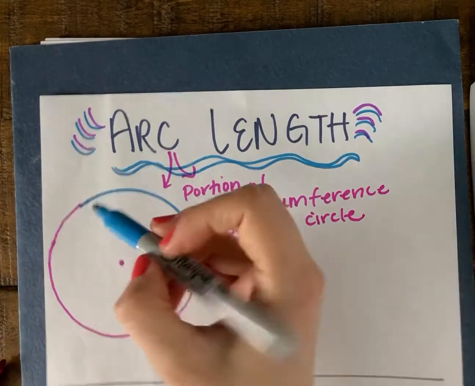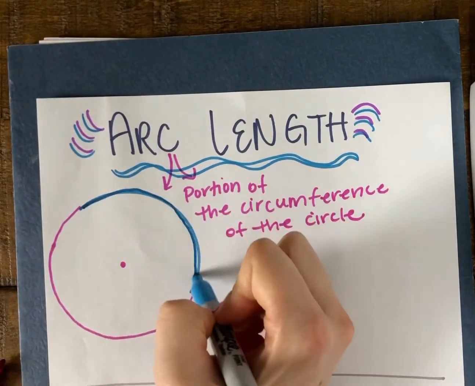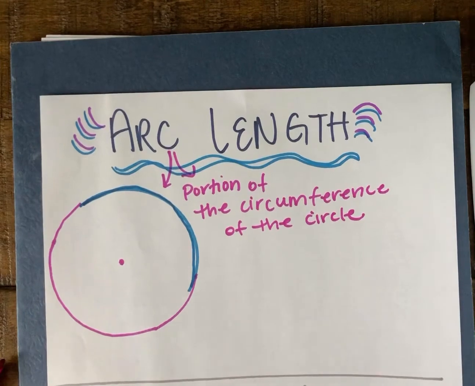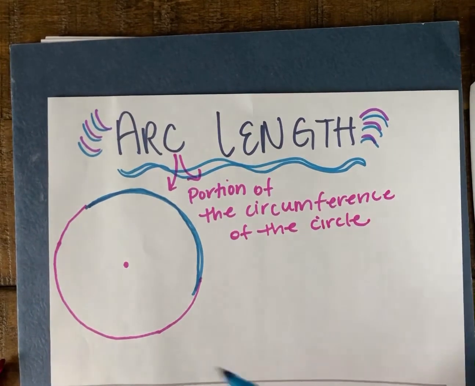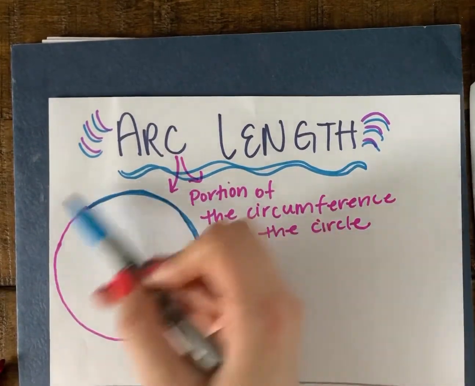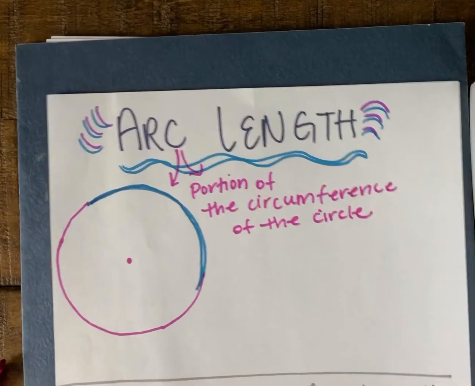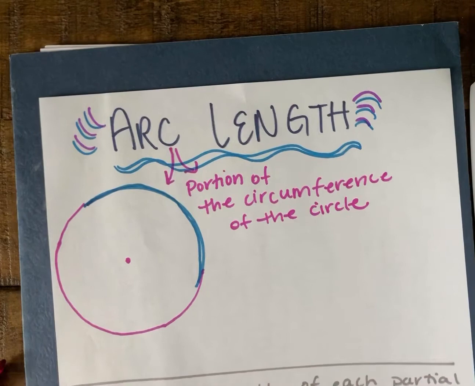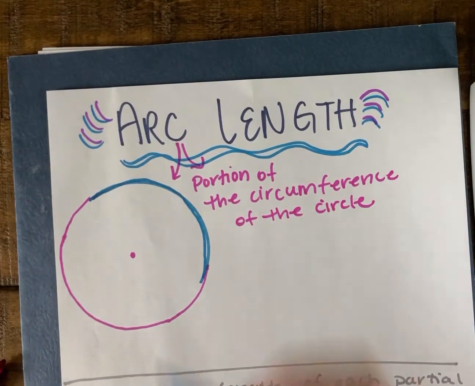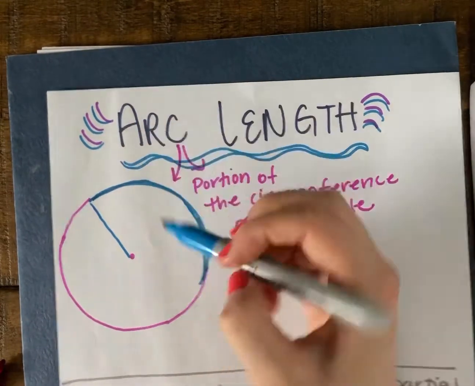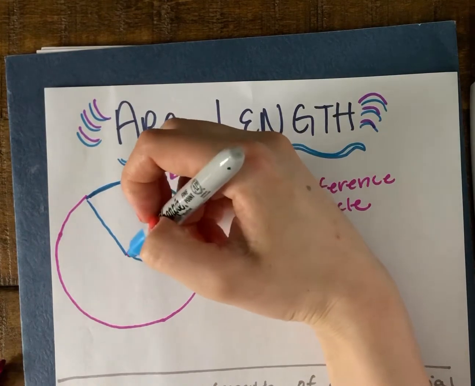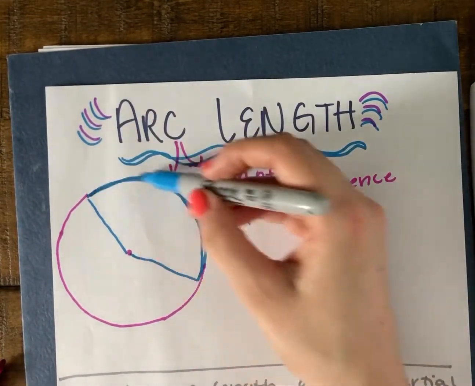So if I want to know how long this portion of the circumference is, this arc, I need to know both the circumference of the whole circle that could be made from that arc, and I need to know how much of that circle I'm looking at. So I need to look at that portion of the circumference.